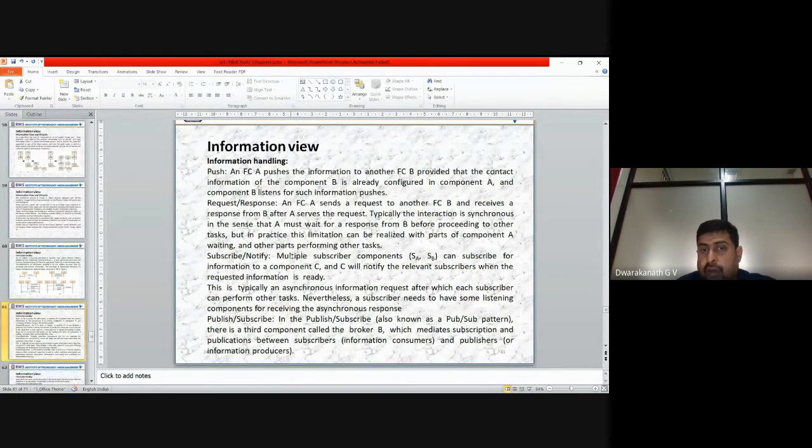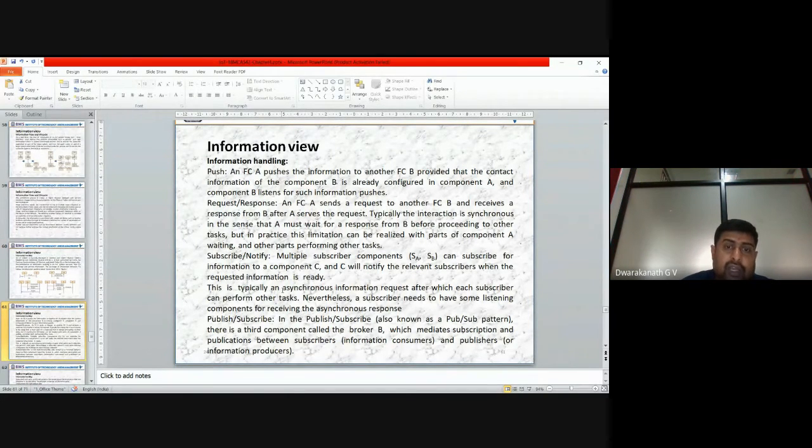Subscribe or notify. Multiple subscriber components, that is SA, SB, can subscribe for information to a component C, and C will notify the relevant subscribers when the requested information is ready. So assume that A is waiting, B is busy. C is also a subscriber of the components SA and SB. C can also interact. Means C will notify the relevant subscribers when the requested information is ready with C. So that you must know.